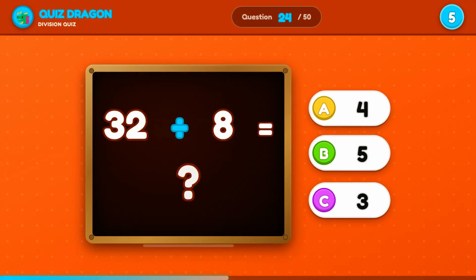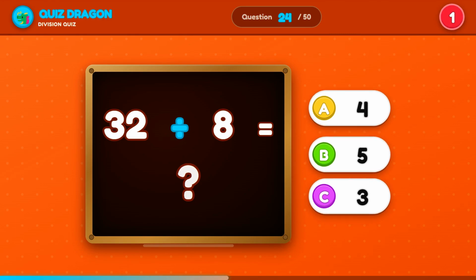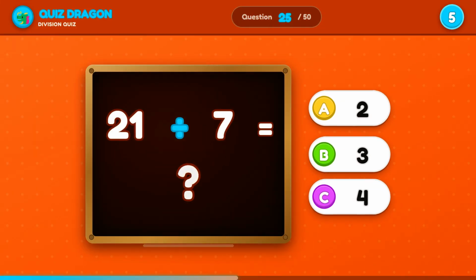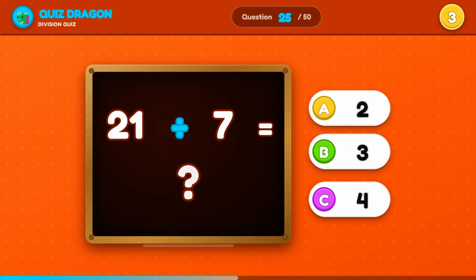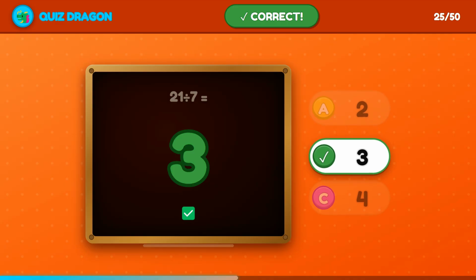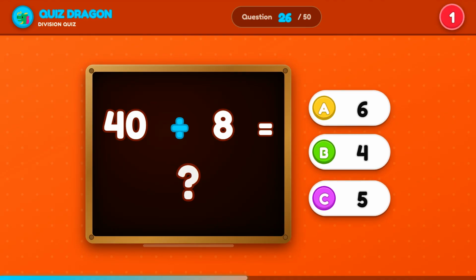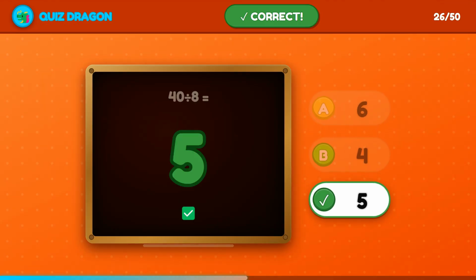Question 24. What is 32 divided by 8? The correct answer is A, 4. Question 25. What is 21 divided by 7? The correct answer is B, 3. Question 26. What is 40 divided by 8? The correct answer is C, 5.